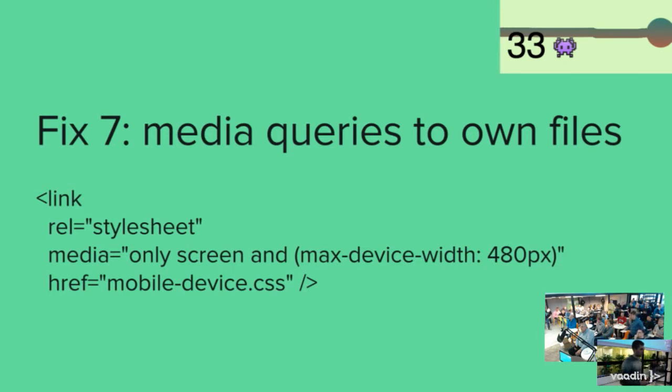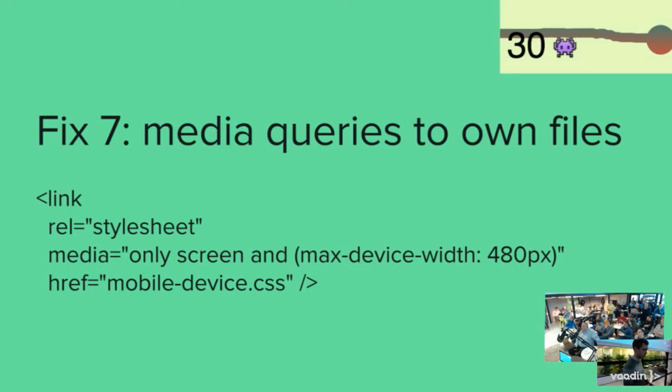Okay, then fix number 7, we have just a couple of fixes left. Putting all of the media queries to their own files. So when you are creating responsive design, you've probably used CSS media queries, but also you can use these media queries in the link media attribute altogether. So you don't have to specify inside the file the media rules.